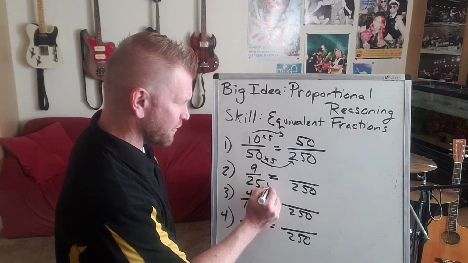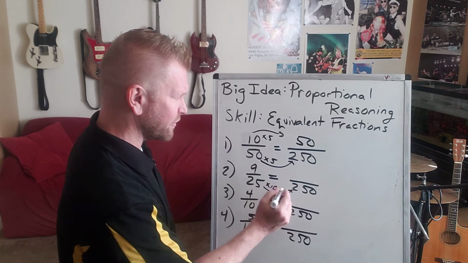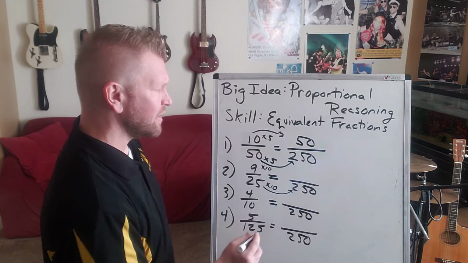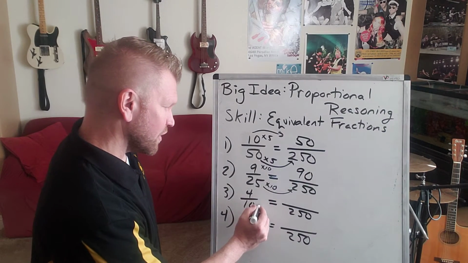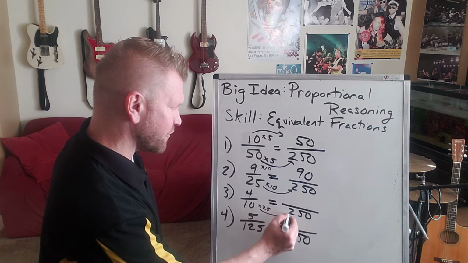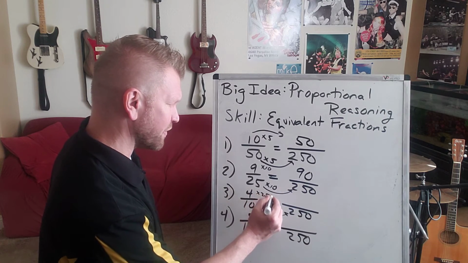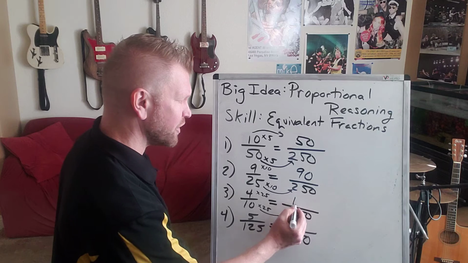So in this one, it would be 25 times 10 is 250. Multiply the numerator by 10, we would expect 90 votes. For this one, 10 times 25 is 250. So multiply the numerator by 25. This candidate received 100 votes.